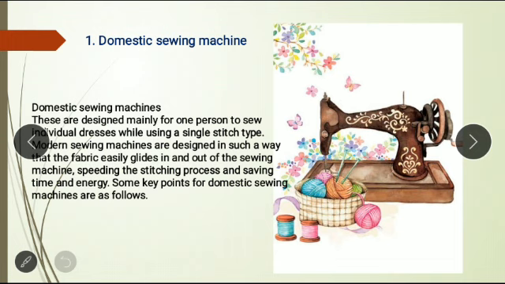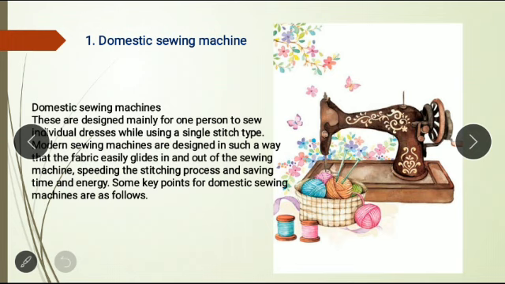Domestic sewing machines are designed mainly for one person to sew individual dresses while using a single stitch type. Modern sewing machines are designed in such a way that the fabric easily glides in and out of the sewing machine, speeding the stitching process and saving time and energy.